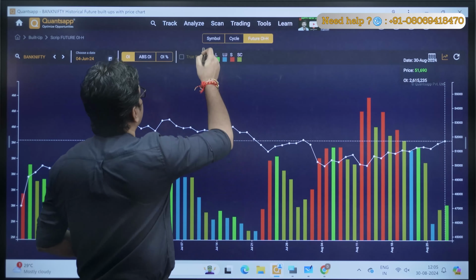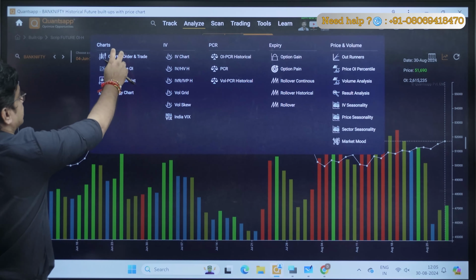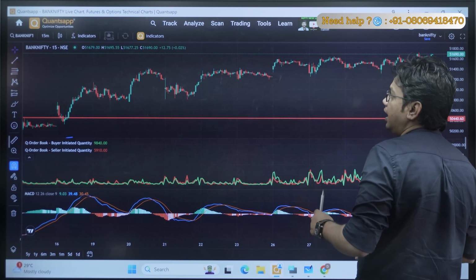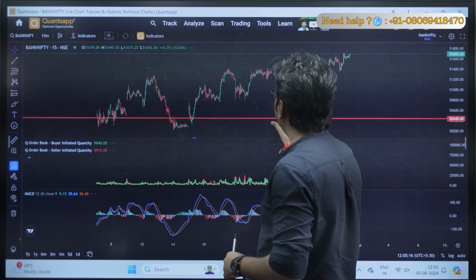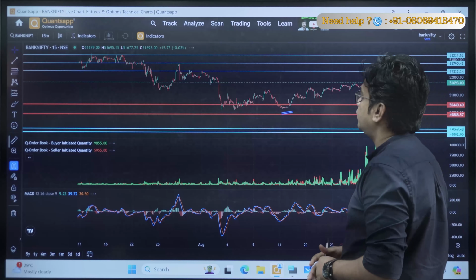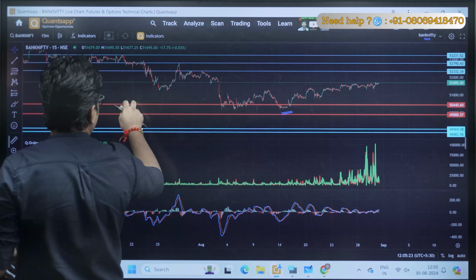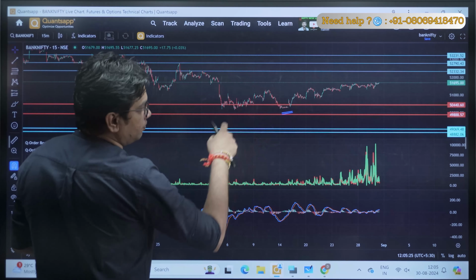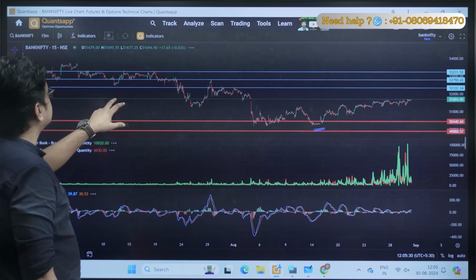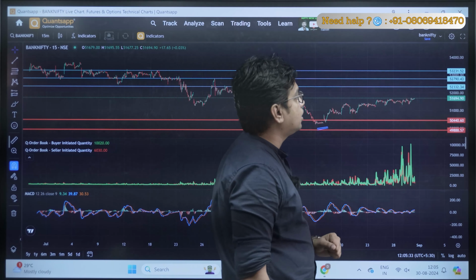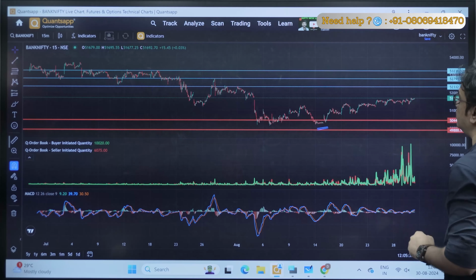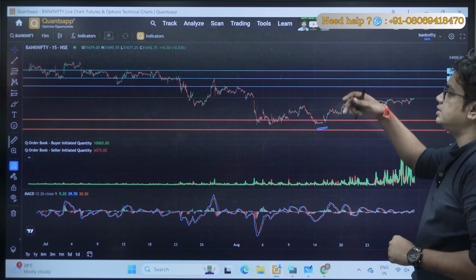Let's go and take a look at the charts. So I have opened the chart. I have selected the 15-minute time frame. And I will take a look at where the resistance and support are. You can see I have marked the support level over here, which is 50,440, and you can see I have marked multiple resistances. The stronger one is 53,200, below that is 52,800 and 52,300. So these are the resistance levels.